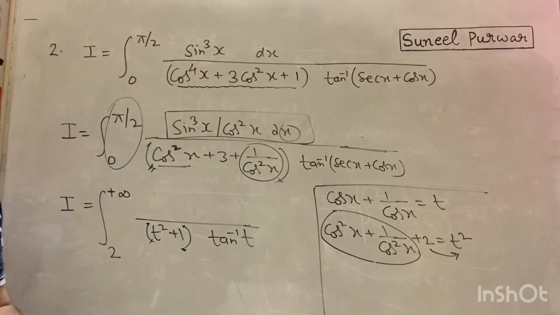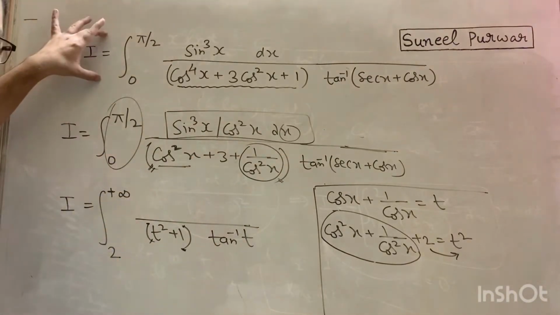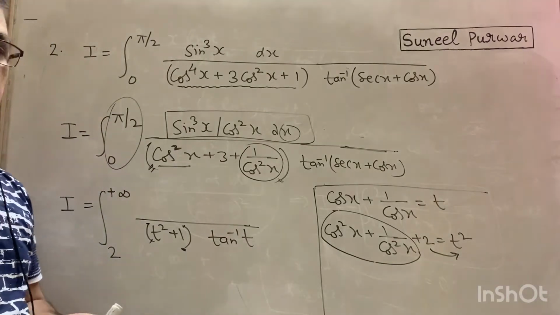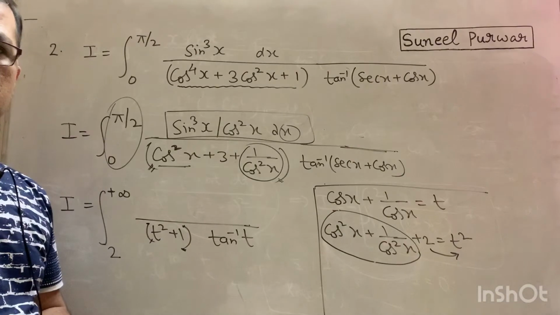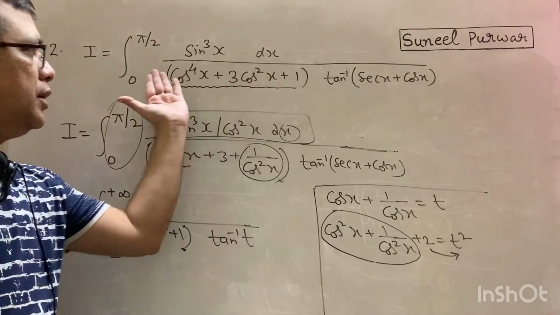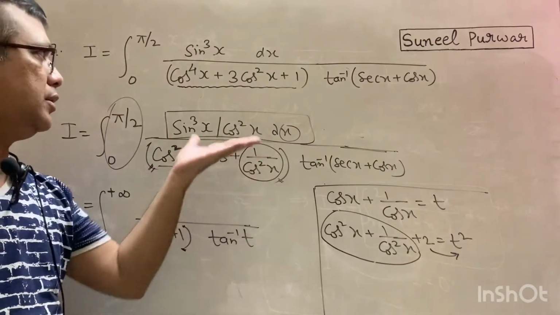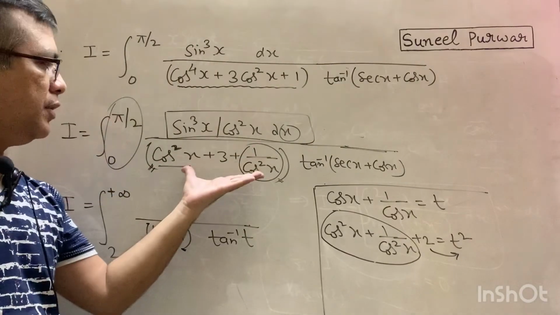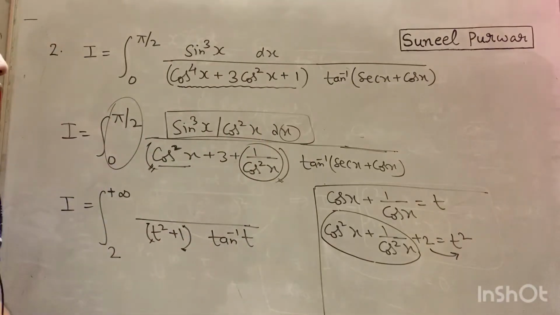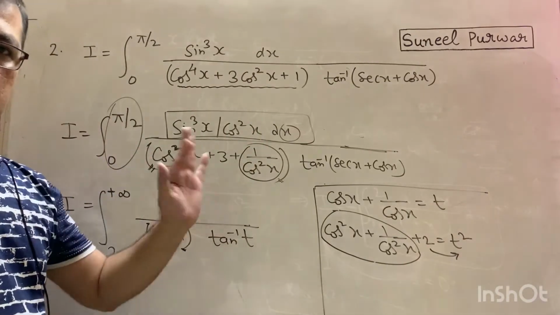So I repeat the steps. This was the original integral. What I did, I divided both the numerator and denominator by cos square x. So this numerator divided by cos square x and this denominator divided by cos square x. So this is what we have. So you can say the things in this way also.